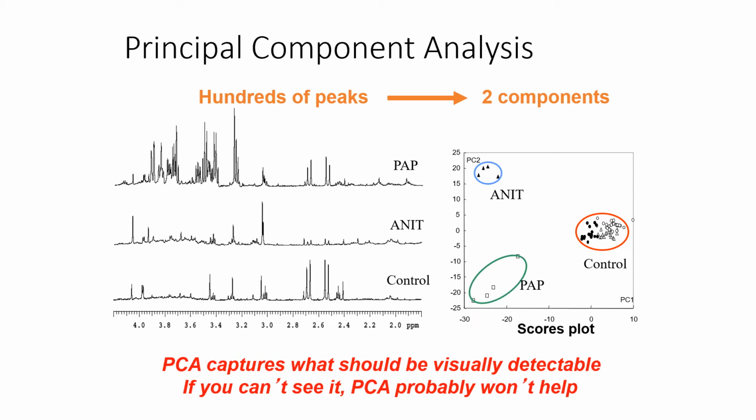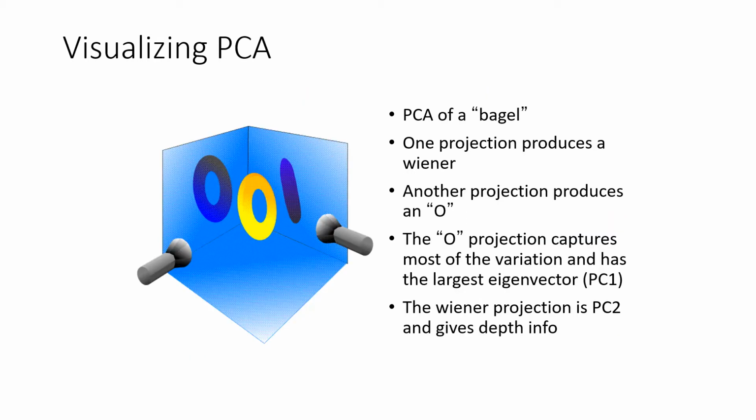What PCA does is it captures what should be visually detectable, because anyone can look on the left side and see that the spectra are distinct. And it shows that they are statistically separable and that there are certain features that can distinguish between these 3 categories. As a rule, if you can't see the separations with your eyes, the application of PCA probably won't help. Our eyes and our brain are very good at distinguishing multiple groups.